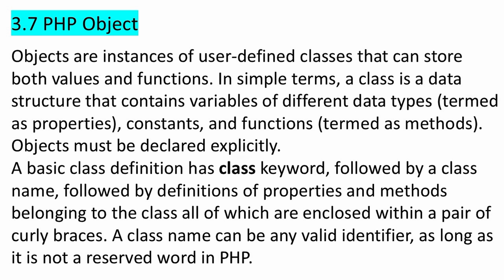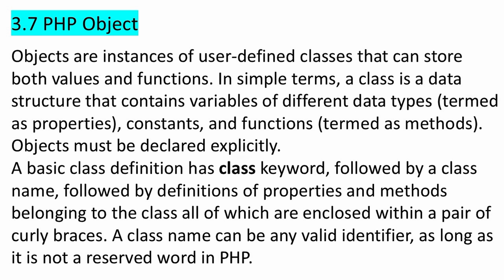The variables inside a class are called properties, and the functions inside a class are called methods. Properties are used to store data or values, while methods define actions or behaviors that an object can perform. Objects in PHP must be declared explicitly, meaning that you have to define a class first and then create an object from it. To define a class in PHP, you use the class keyword followed by the class name.